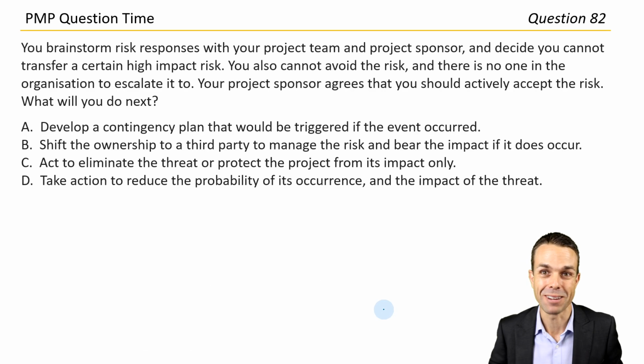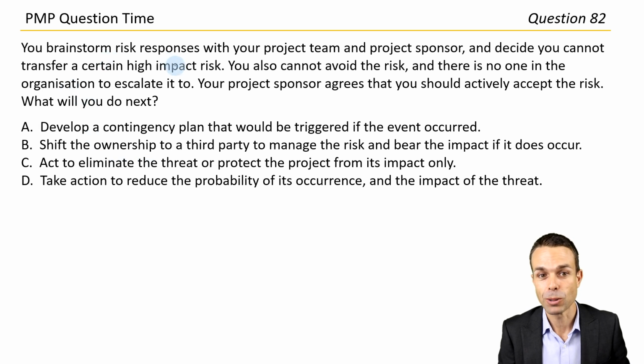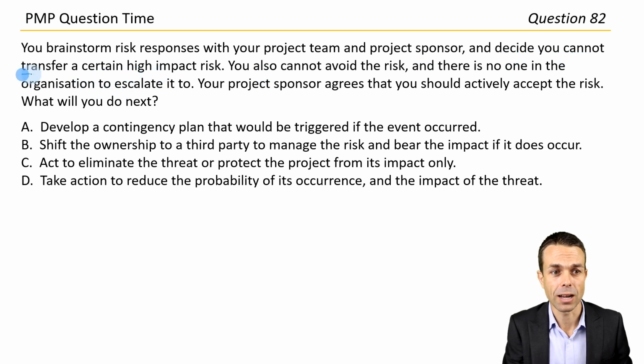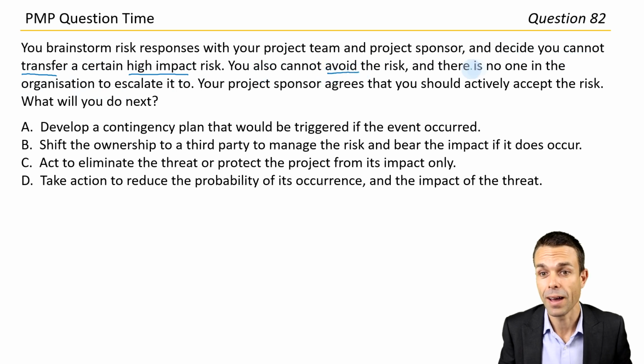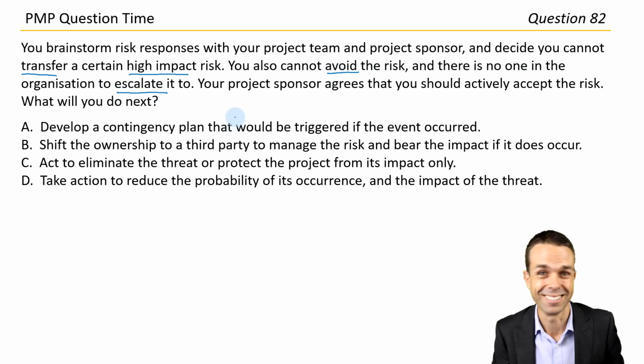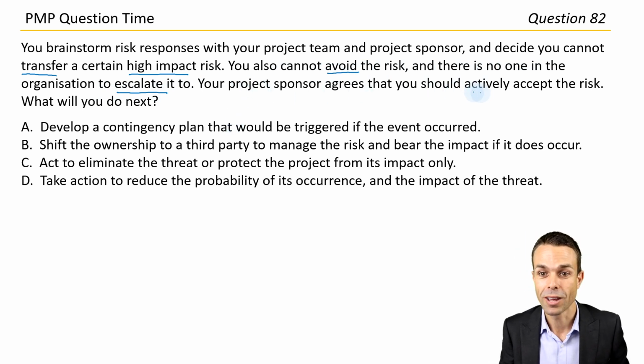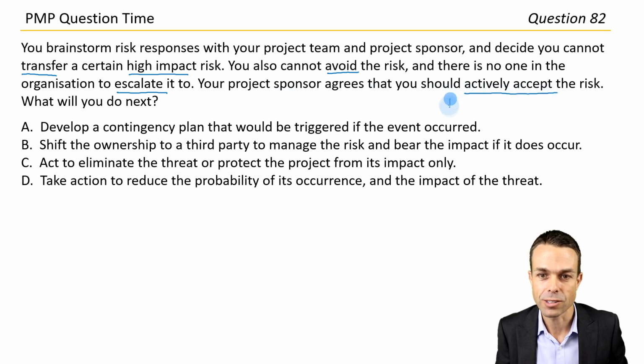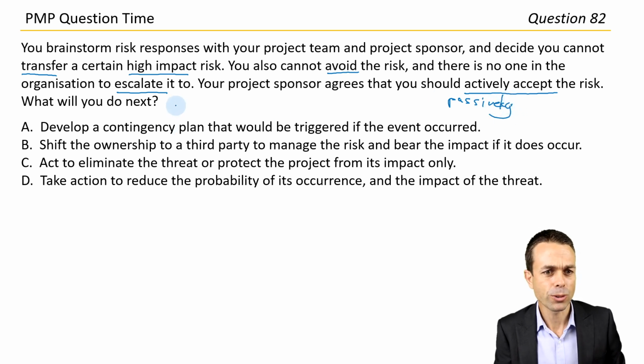All right, let's see what we have next. You brainstorm risk responses with your project team and project sponsor and decide you cannot transfer a certain high impact risk. Okay, so we can't transfer it and it is high impact. You also can't avoid the risk and there is no one in the organization to escalate it to. Okay, that doesn't leave us with many options. Your project sponsor agrees that you should actively accept the risk. And I think there's a difference here between actively and passively accepting the risk. I just can't remember what it is. What will you do next?